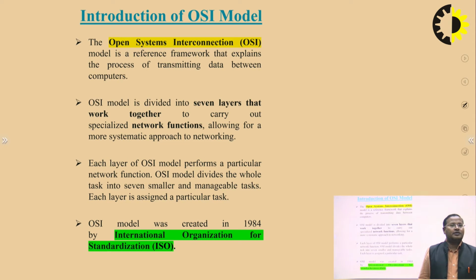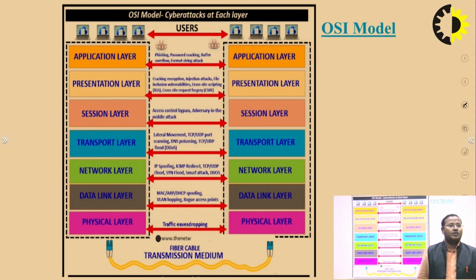To understand the firewall working, we should know about the OSI model. In the OSI model, there are 7 layers: physical layer, data link layer, network layer, transport layer, session layer, presentation layer, and application layer, as we know already. And firewalls work mainly on the network layer, transport layer, session layer, and application layer.